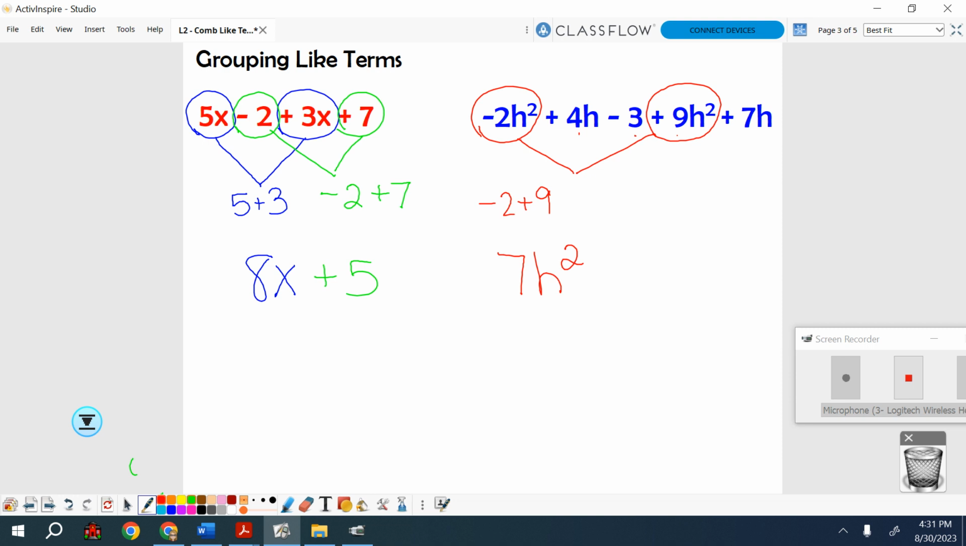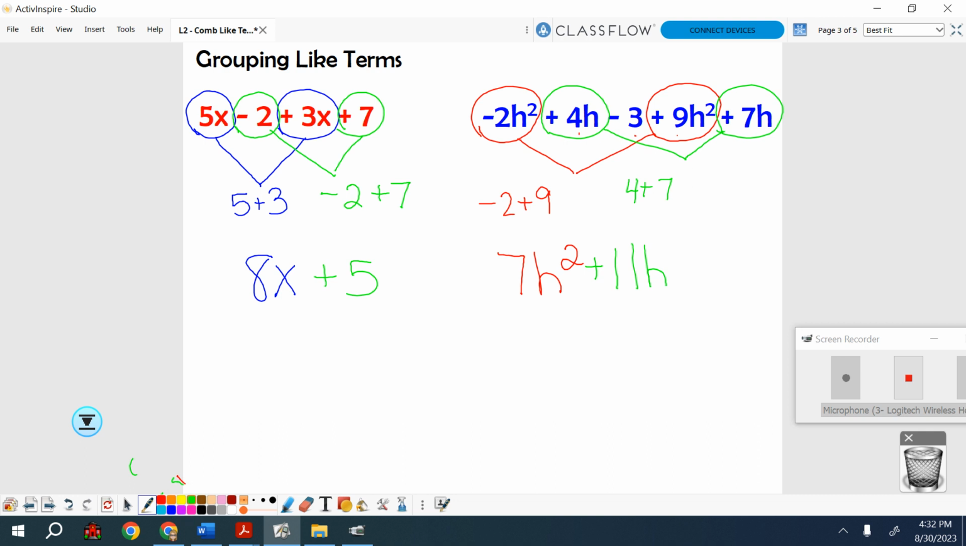Next, I'm going to look and I see I have 4h here. I have 4h, that's not an h squared, right here. So 4 plus 7 is going to give me 11. And since it's a positive 11, I'm going to put a plus inside. So remember, the variable stays with it, and I'm adding it because it's a positive 11.